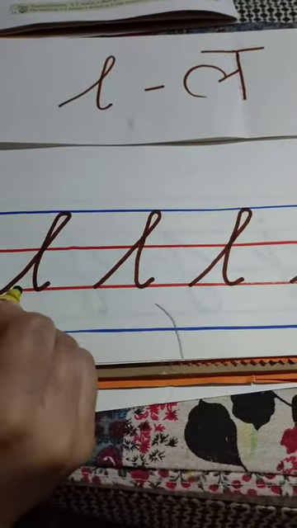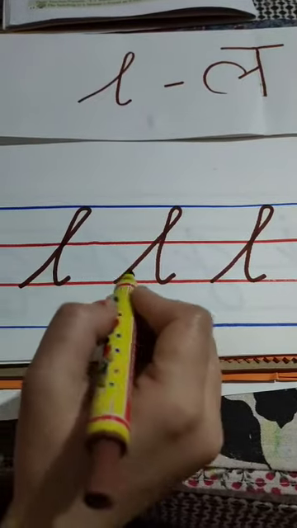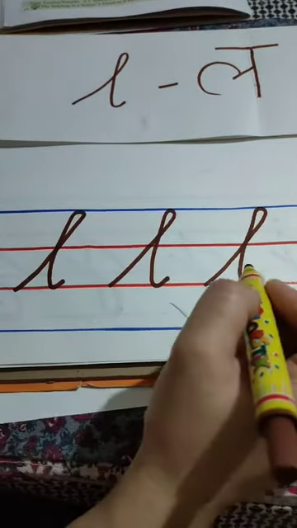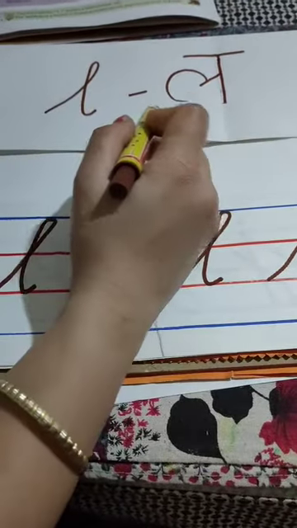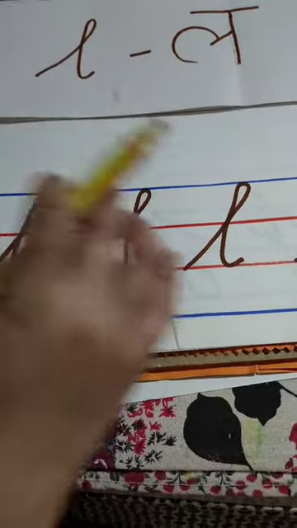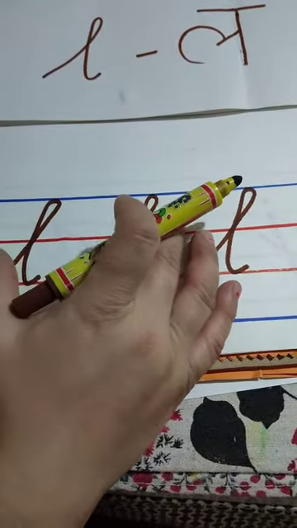Leaf, L, L. Lamb, L, L. Letter, L, lion, L, library. L, L. So children, this is our cursive L.